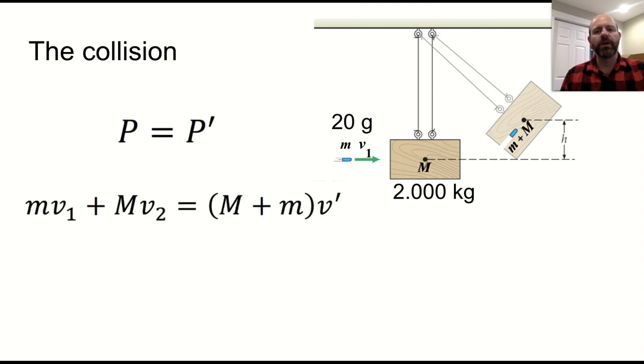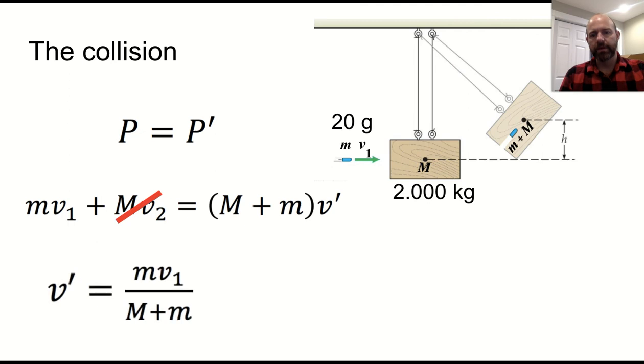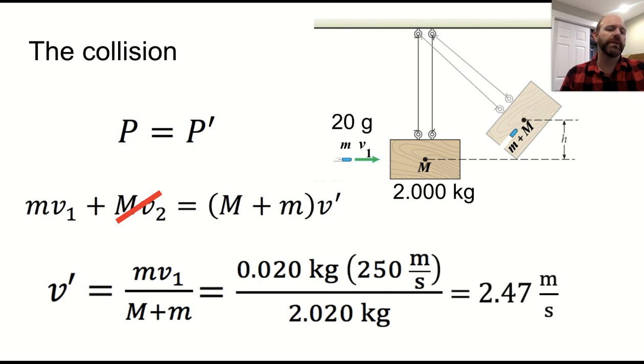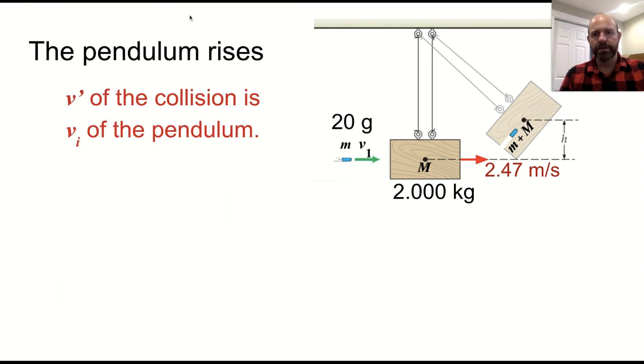So we have a 20-gram bullet. We have a 2-kilogram block. The block was at rest initially, so there's zero momentum there. It was all the momentum in the bullet. And so the velocity of the objects just after the collision is about 2.5 meters per second. That becomes the initial condition for our swing upward, right? The V prime from the collision is the V initial for the pendulum swing.